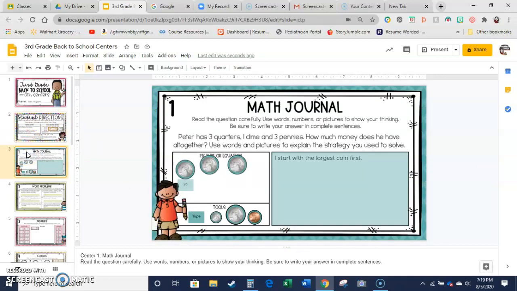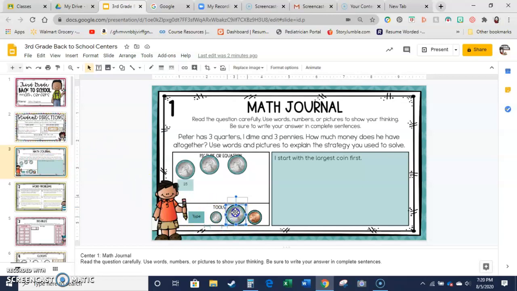Center 1, Math Journal. Read the question carefully. Use words, numbers, or pictures to show your thinking. Be sure to write your answer in complete sentences. Peter has 3 quarters, 1 dime, and 3 pennies. How much money does he have altogether? Use words and pictures to explain the strategy you use to solve.